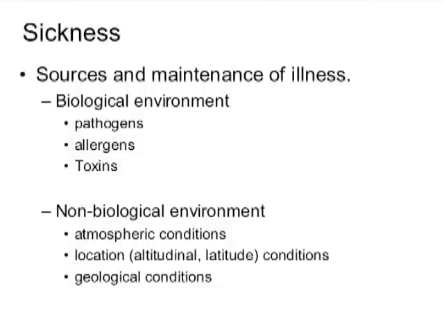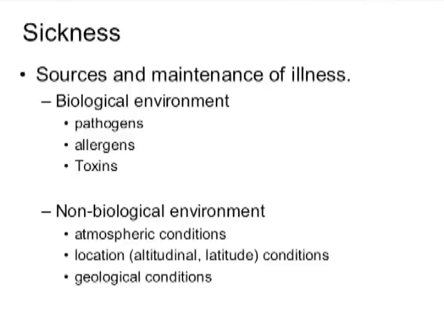The location and the types of conditions of that location could involve both altitude and latitude, so we'll talk about altitude sickness, or it could be people getting sick flying. Lots of different things relate to your location and the conditions of that location. And we have some illnesses that are related to geological conditions. Here in Hawaii, people may get sick because of vog, which is volcanic ash in the air. And there's lots of other kinds of geological conditions. Some people may suffer an illness because of an earthquake that occurs or something like that.